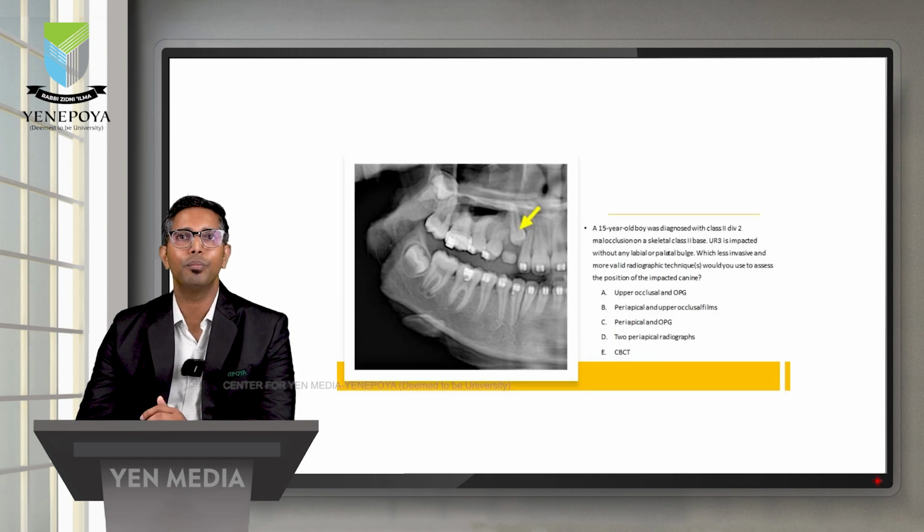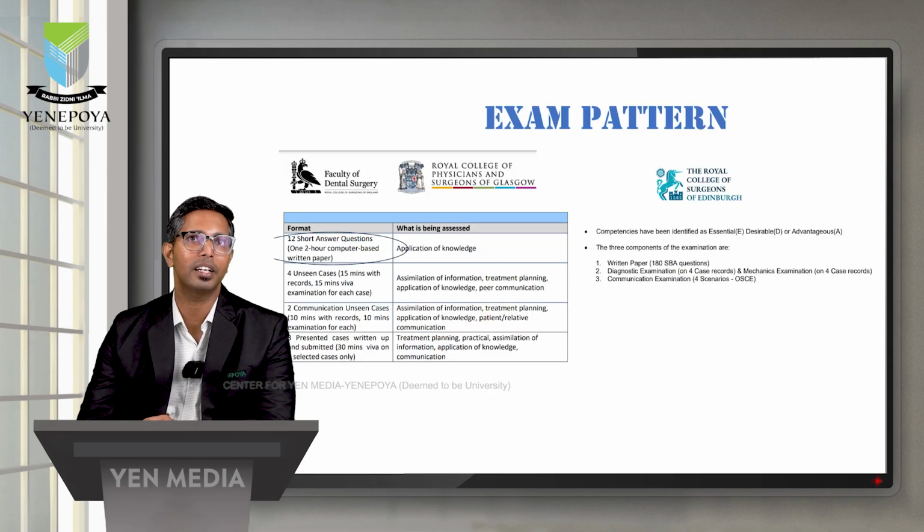Next one, a 15-year-old boy was diagnosed with a class 2 div 2 malocclusion on a skeletal class 2 base. Upper 3 is impacted without any labial or palatal bulge. Which less invasive and more valid radiographic technique would you use to assess the position of the impacted canine? As the question is less invasive, that means the radiation dose should be very low, and more valid. So ideally the lower dose of radiation is in periapical radiograph. So by taking 2 periapical radiographs, you can easily identify whether it is in the buccal or in the palatal position.